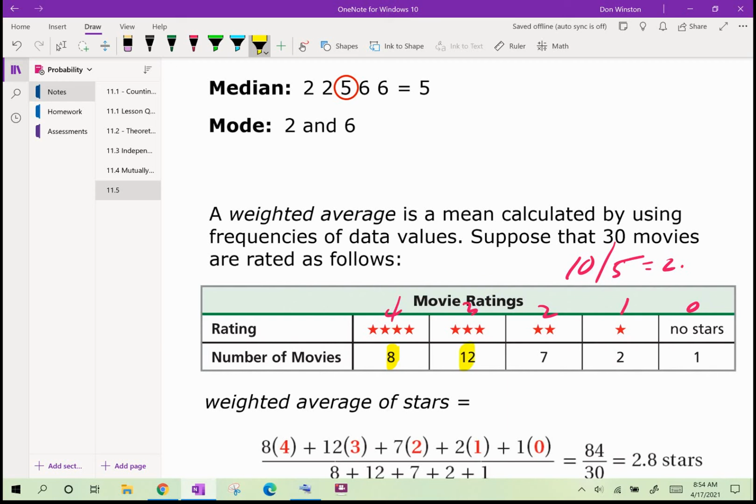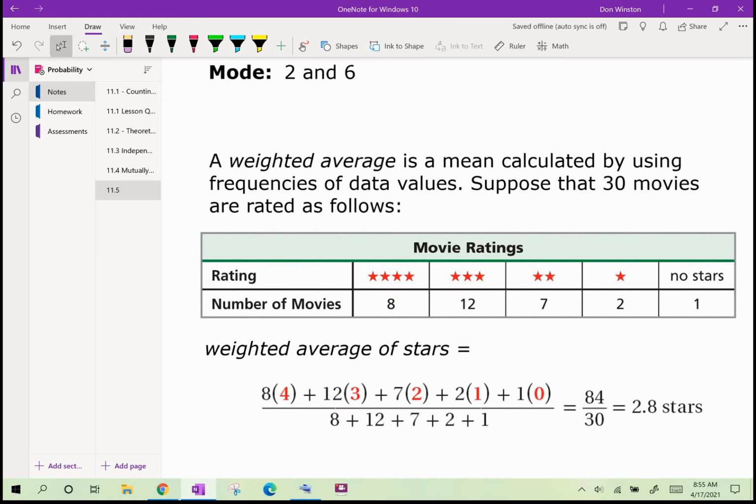Okay, so we would take a weighted average, and your GPA is a weighted average, right? Some of you may take AP classes, and they're weighted at a higher rate. So your GPA is a weighted average. So how do we calculate a weighted average?